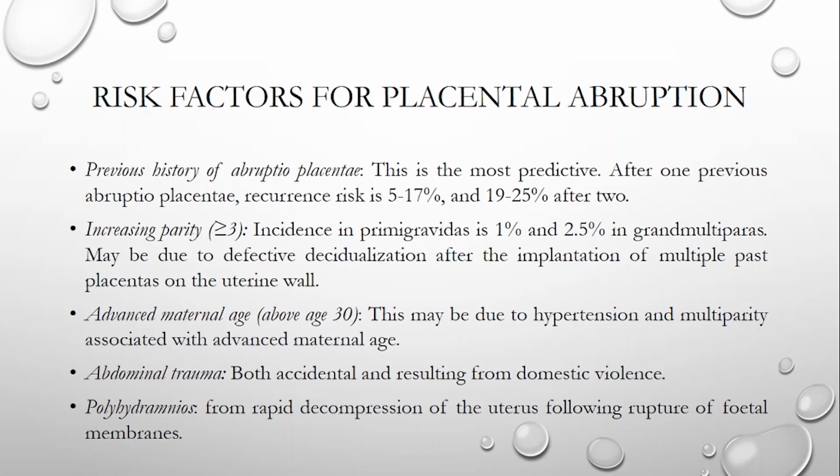Polyhydramnios, from rapid decompression of the uterus following rupture of fetal membrane, is a major risk factor. So one has to be careful. You must suspect the risk of placenta abruption if you have to do something about polyhydramnios, like artificial rupture of membranes at the time of delivery. So suspect there may be a placenta abruption.